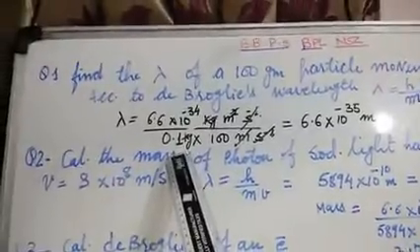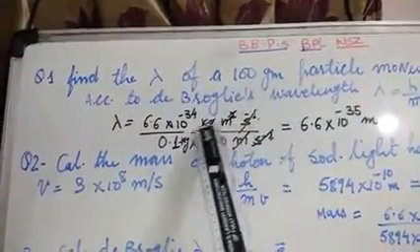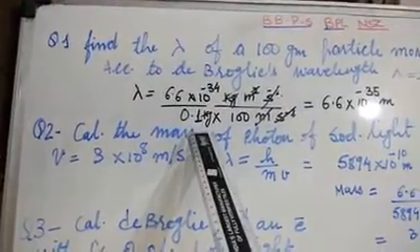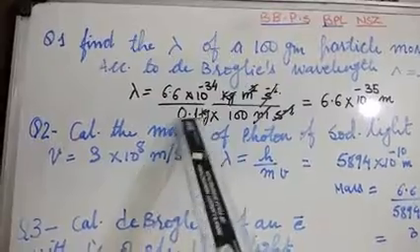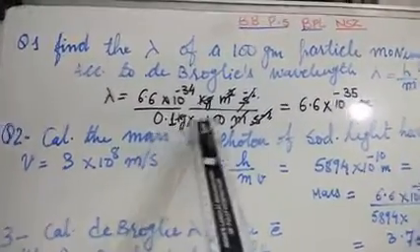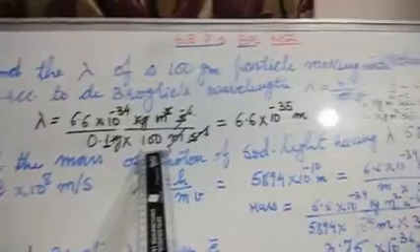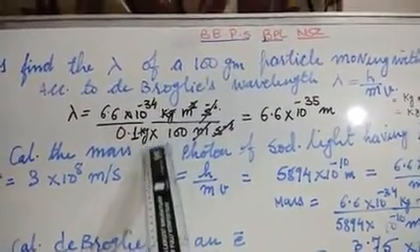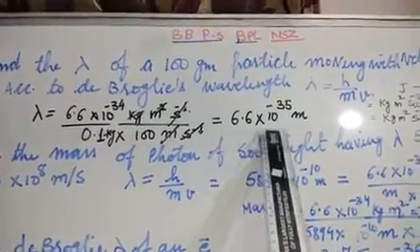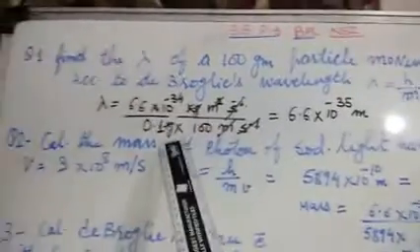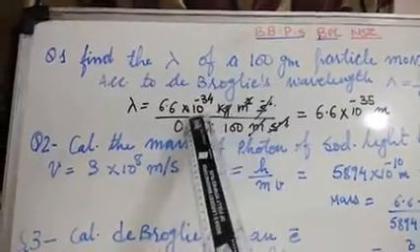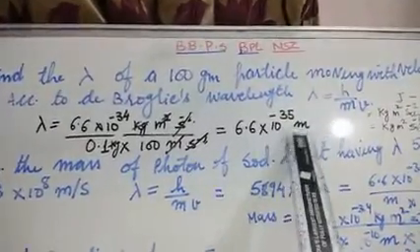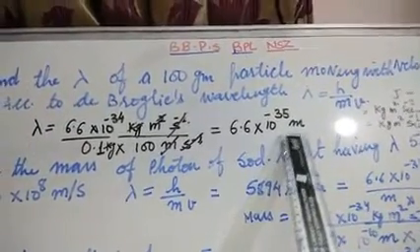The mass given to you is 100 grams. But if we are using kg, we have to convert gram into kg. So 100 divided by 1000 gives 0.1 kg, into 100, the velocity given in the question, students. When you calculate it, you will get 6.6 into 10 to the power minus 35 meters. I suggest you keep all the units in the formula so that you get the final unit in the answer, that is meter.